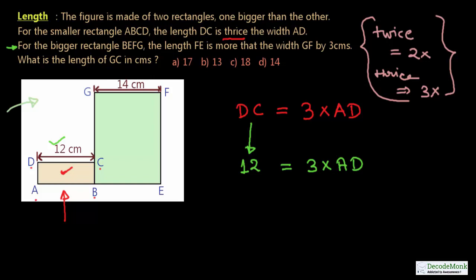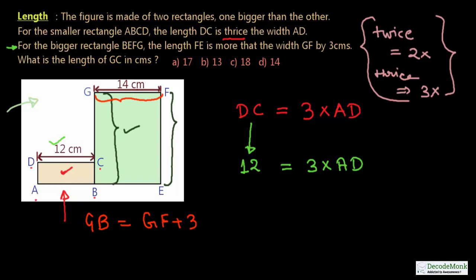The next line reads for the bigger rectangle BEFG. So this is the bigger rectangle BEFG. The length FE, or this GB is also the length, which is equal to FE, is more than the width GF. So you can see that this GF is the width. So this FE or GB is more than the width by 3 centimeters. That means the length GB, let me write over here, GB is equal to GF plus 3 centimeters.